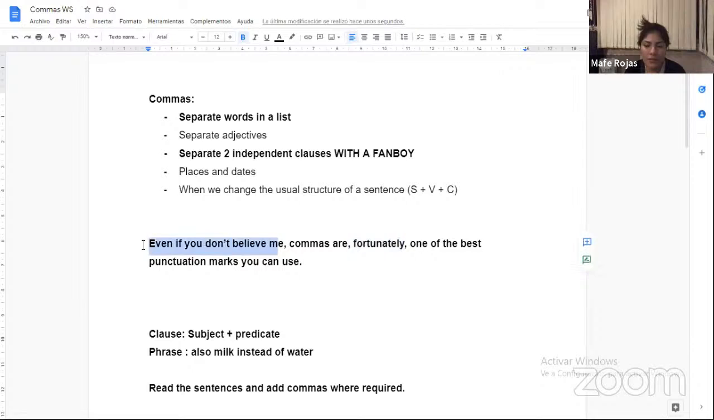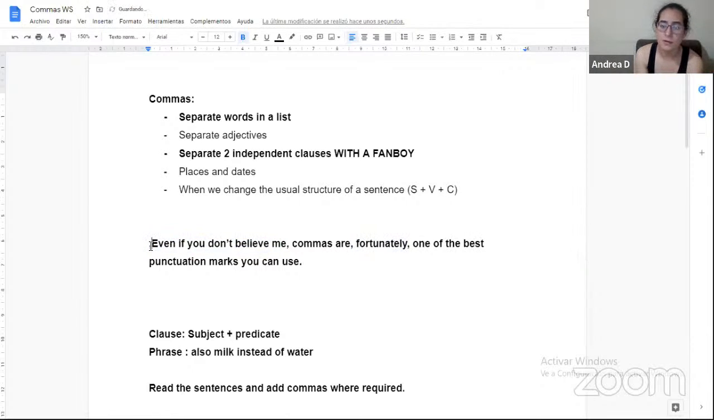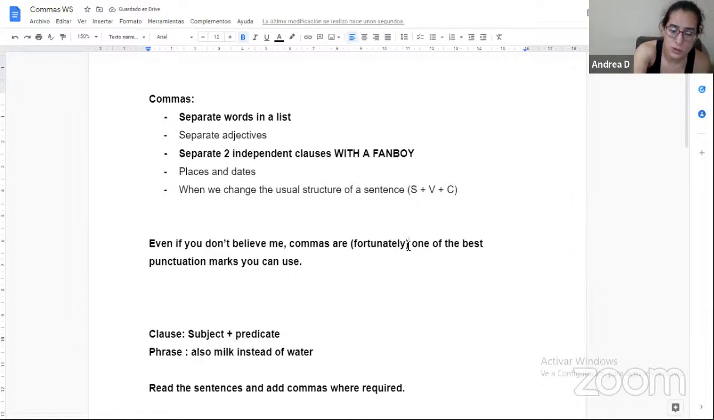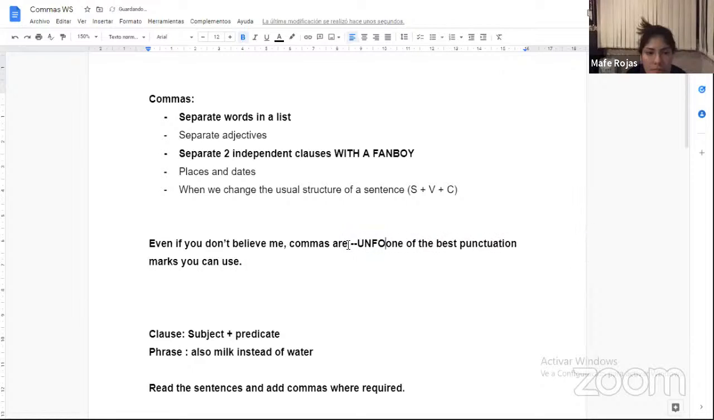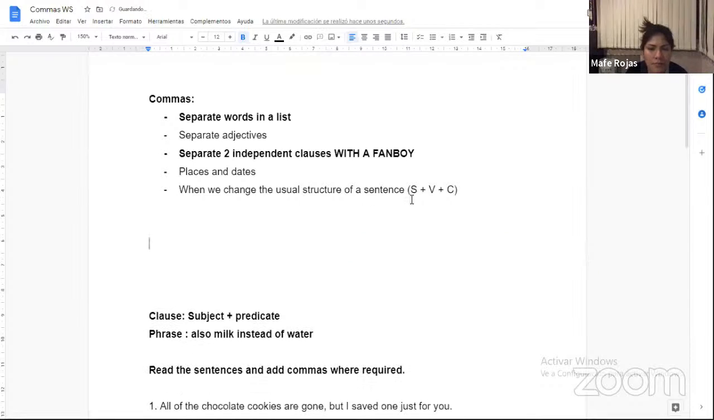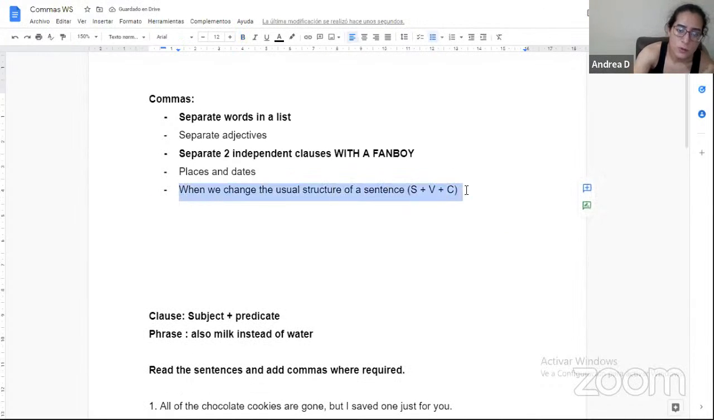I would do the same with this one, but I don't need to place a comma here because that's the beginning of the sentence. Right? So that's why I'm using two. Okay. You could also say, if it's an afterthought, commas are fortunately one of the best punctuation marks you can use. Or you can also use dashes. So you can also say that. Okay. So when we change the usual structure, those are the uses of commas, the most common ones.